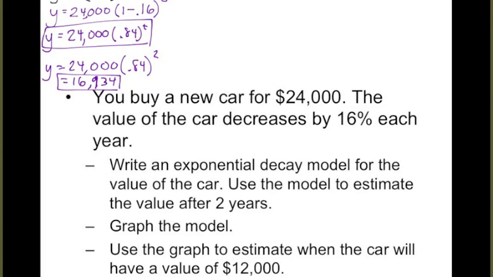The second part wants us to graph this, and then the third part wants us to use that graph to figure out when we're going to have a value of only $12,000 left on our car, or half of what we paid. So we paid $24,000. How long does it take to lose half of the value of what we paid for this thing?